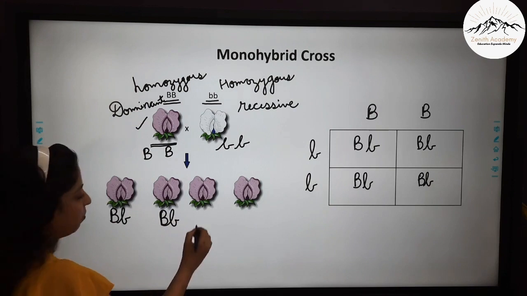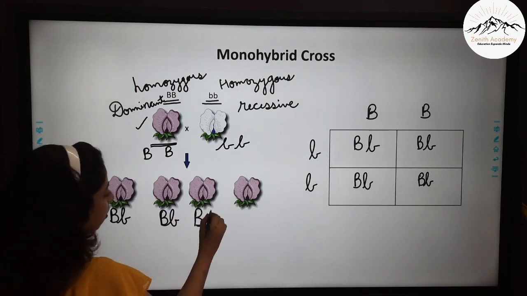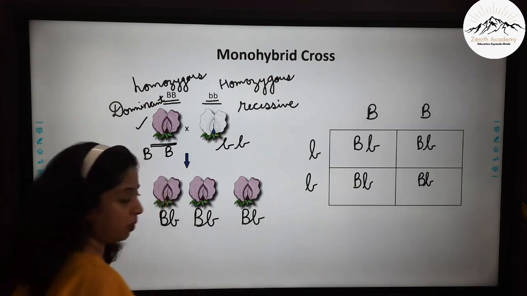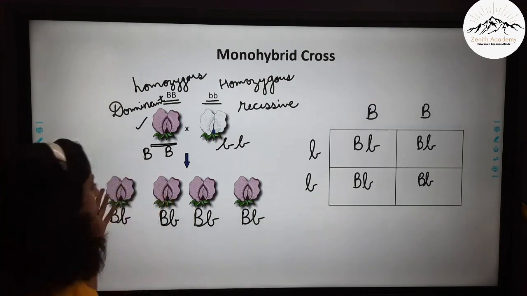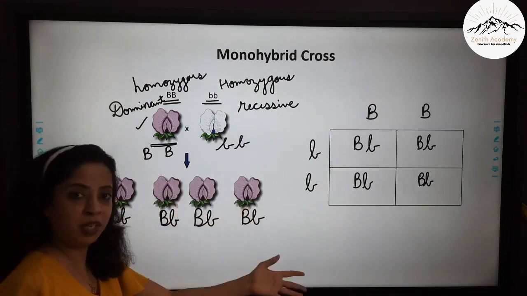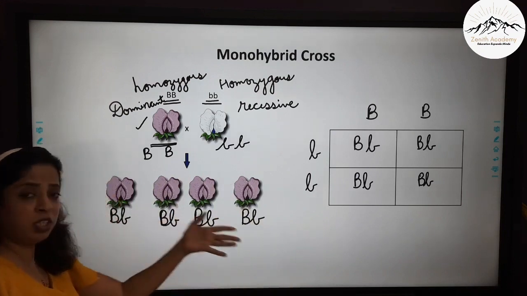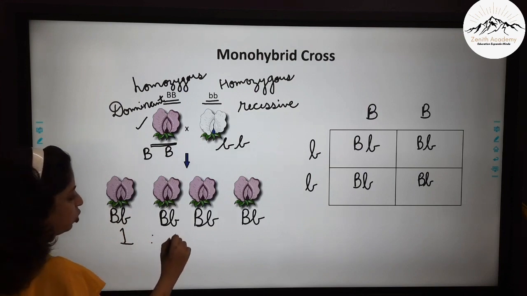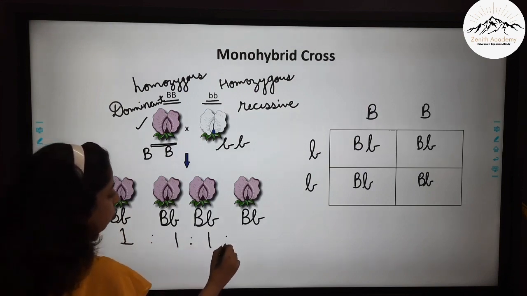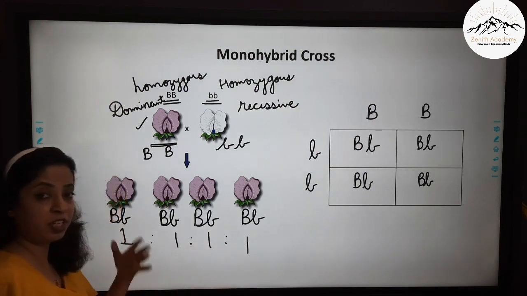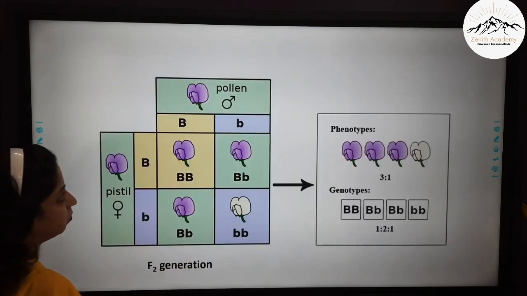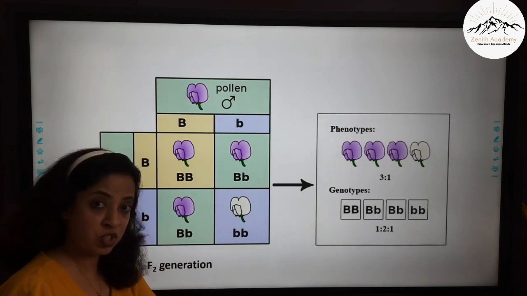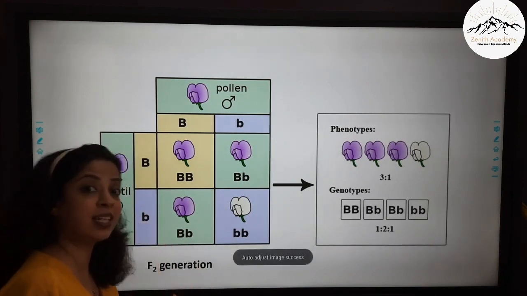Genotype is what type of genes are there. I already told you in my last video. And the phenotype, that is the physical appearance, the gene that is expressed, is also all of them are purple in color. So if you find out the genotype and phenotype ratio, the genotype ratio is 1:1:1:1, and also the phenotype ratio is the same. Now that was the F1 generation, that is the first generation. Now we are coming on to the second generation.